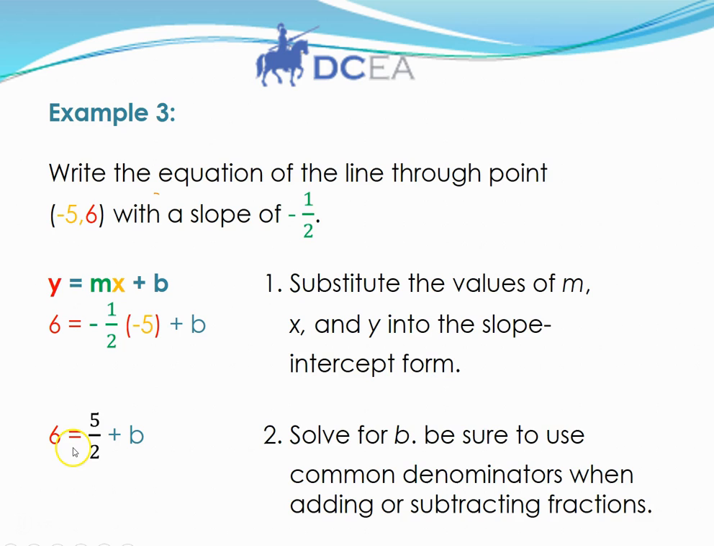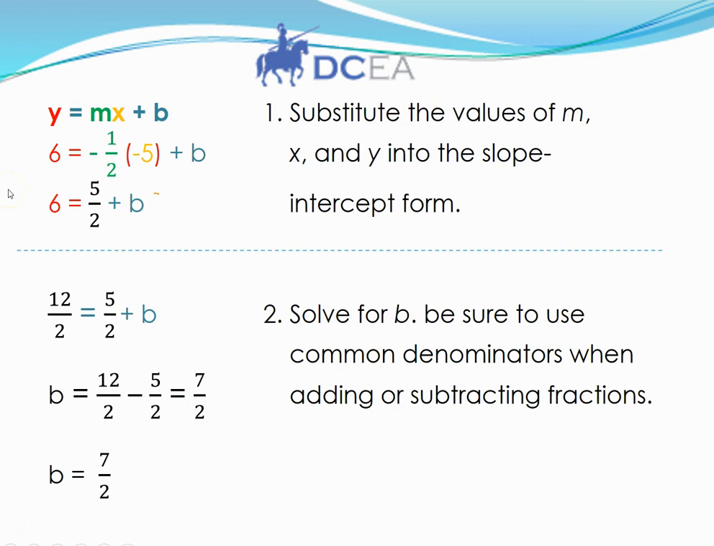So 6 equals 5/2, which was -1/2 times -5, plus b. This is where we are from the last slide. When solving for b, be sure to remember to use common denominators when adding or subtracting fractions. So 6 becomes 12/2, and 12/2 minus 5/2 equals 7/2.